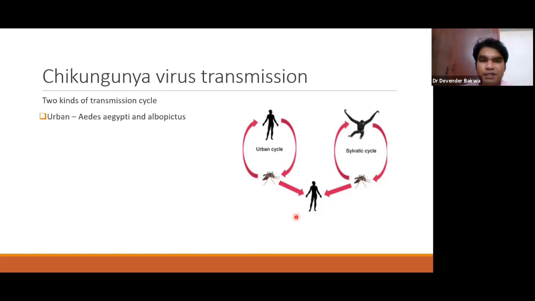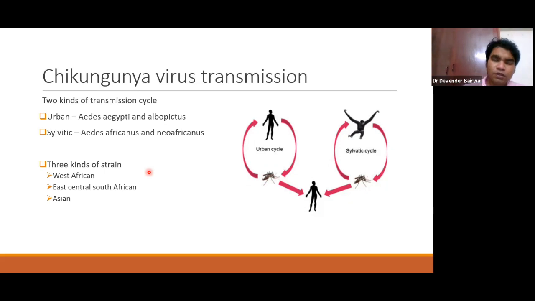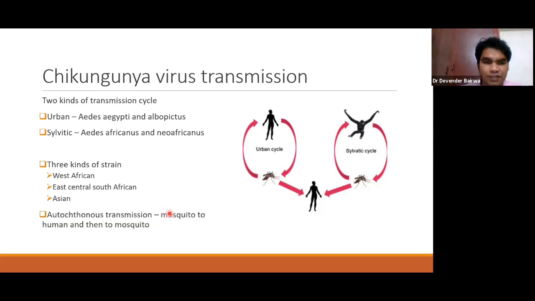One is urban, which is because of Aedes aegypti and Aedes albopictus. These are the names of the mosquitoes involved in urban cycles. Otherwise, in the sylvatic cycle, Aedes africanus and Aedes neoafricanus are the mosquitoes involved. There are three strains of chikungunya: the West African strain, the East Central South African strain, and the Asian strain.